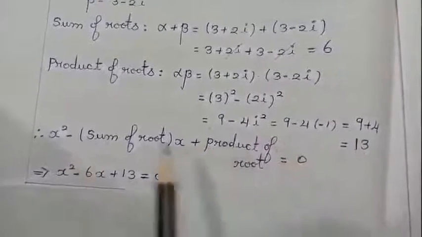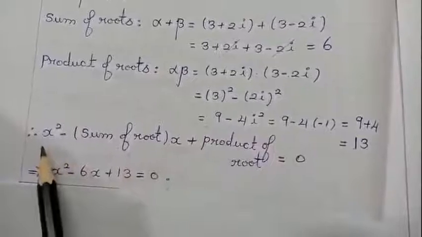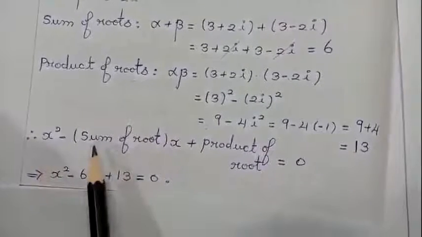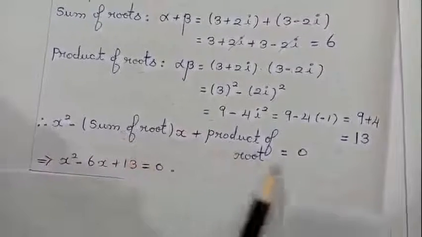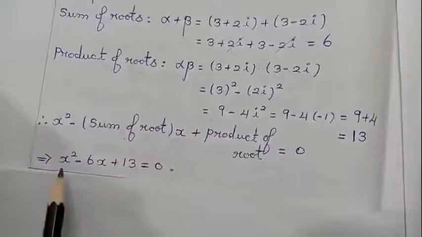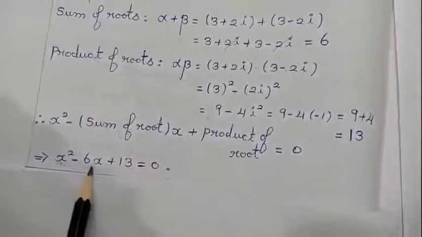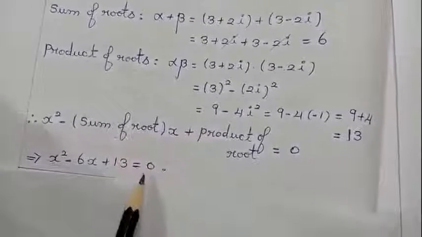With 2 roots, the minimum polynomial equation is going to be the quadratic equation, that is x square minus sum of roots x plus product of roots equal to 0. So the final answer is x square minus 6x plus 13 equal to 0.